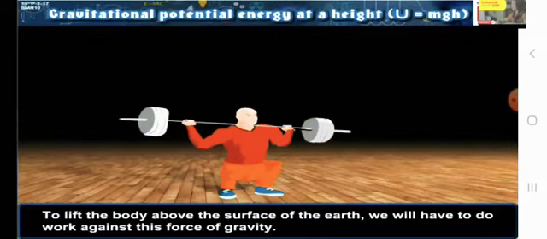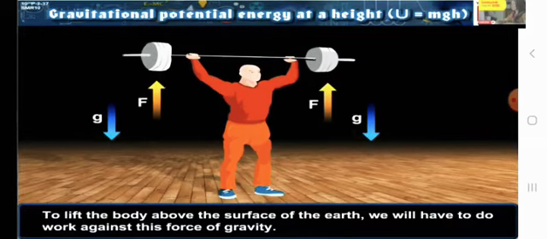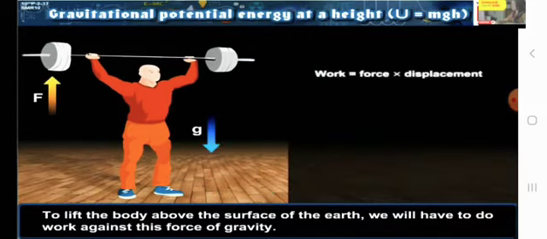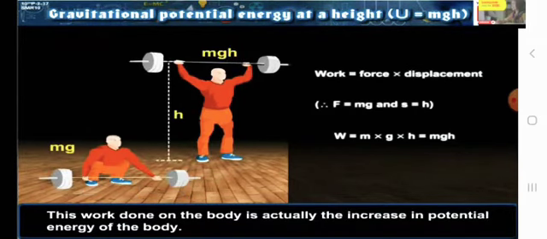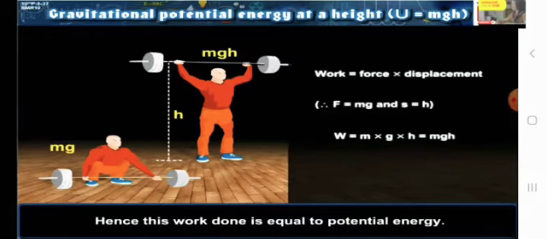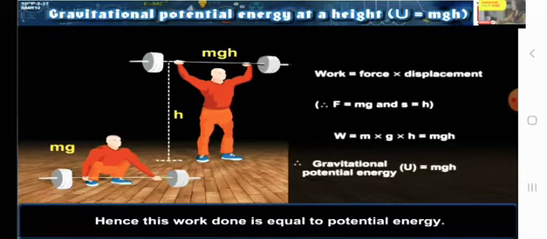To lift the body above the surface of the Earth, we will have to work against this force of gravity. Work is equal to force into displacement. Therefore, F is equal to mg and S is equal to h. W is equal to m into g into h, which equals mgh. This work done on the body is actually the increase in potential energy of the body. Hence, this work done is equal to potential energy. Therefore, gravitational potential energy U is equal to mgh. Let this be equation 13.